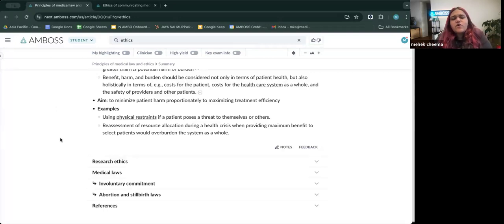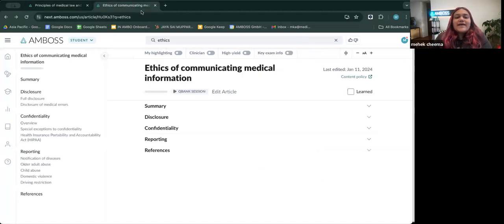Now, apart from that, of course, we have medical laws as well. I'm not going to go into the depth of medical laws because they vary from country to country. Within India as well, it depends on what you're talking about. We have different abortion laws from a lot of countries. We have different laws on euthanasia as compared to a lot of countries. Involuntary commitment, all of this is pretty different. The one thing that is not different, though, is, again, consent. And from consent, I'm going to move on to ethics of communicating medical information.